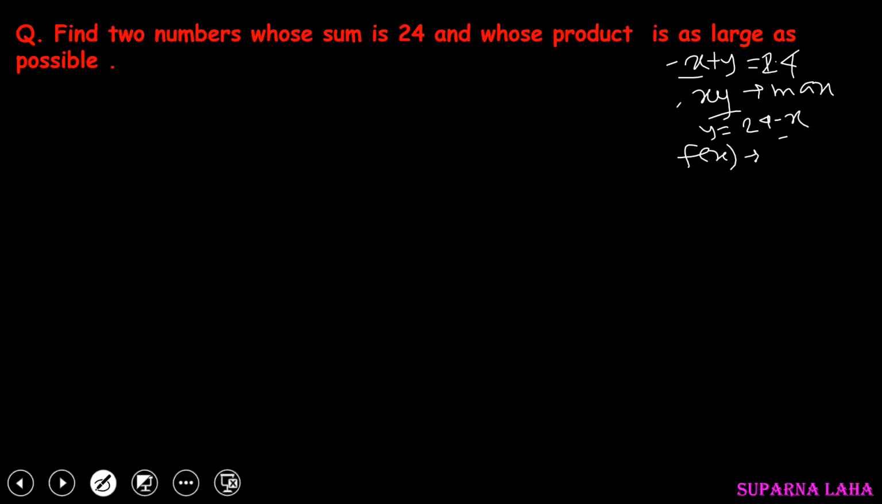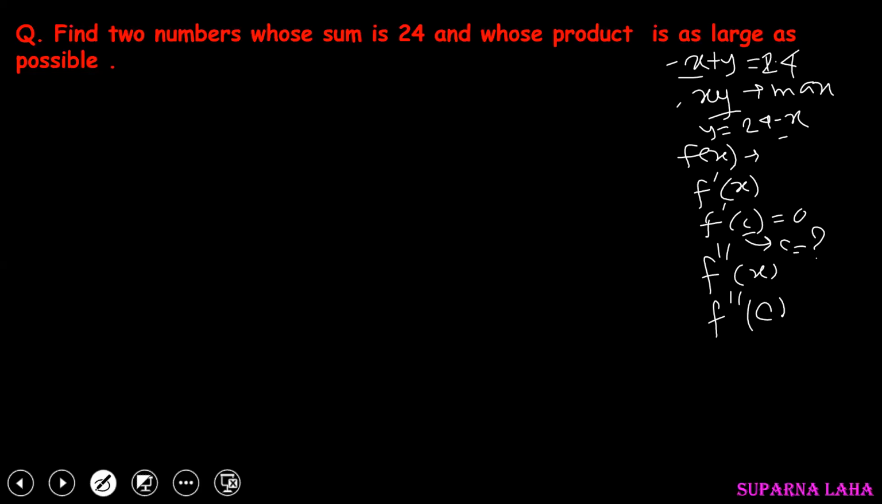Now our first work is to find f'(x), then check f'(c) is 0. That means we need to find the value of c. What is c? And then find f''(x) and check f''(c). The product is as large as possible, that means maximum, so we need to show this is less than 0. We need to find the point c for which the double derivative at x equals c is less than 0.